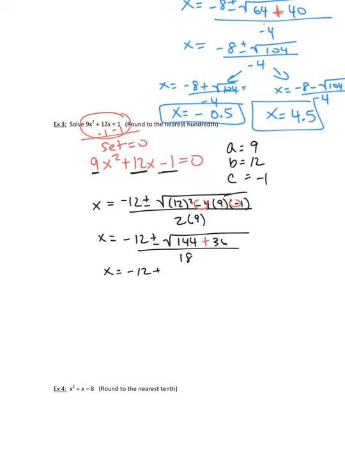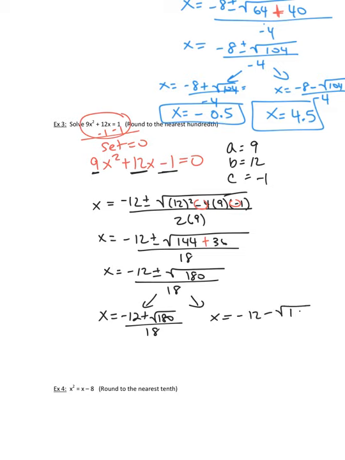x equals negative 12, plus or minus the square root of 144 plus 36 is 180, all of it divided by 18. I now set up my two paths: x equals negative 12 plus the square root of 180, all divided by 18, or x equals negative 12 minus the square root of 180, all of it divided by 18. So negative 12 plus the square root of 180, hit equals, then divide by 18. That's going to give me a root of, and now I'm rounding to the nearest hundredth, 0.078. It's going to be 0.08.